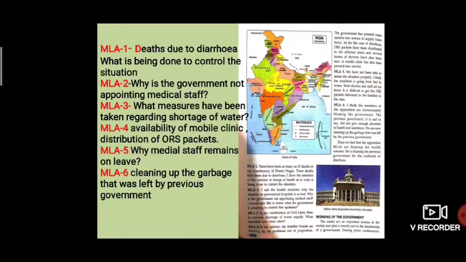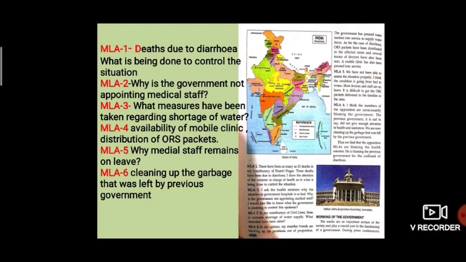Now MLA4 is talking about the availability of a clinic and the distribution of ORS packets. Students, here you need to listen carefully. MLA1, MLA2, MLA3 and MLA4 are all talking about the problems. MLA1 is talking about death, MLA2 is talking about the medical staff, MLA3 is talking about the shortage of water, whereas MLA4 is saying that in his opinion, his member friends are blowing the problem out of proportion.